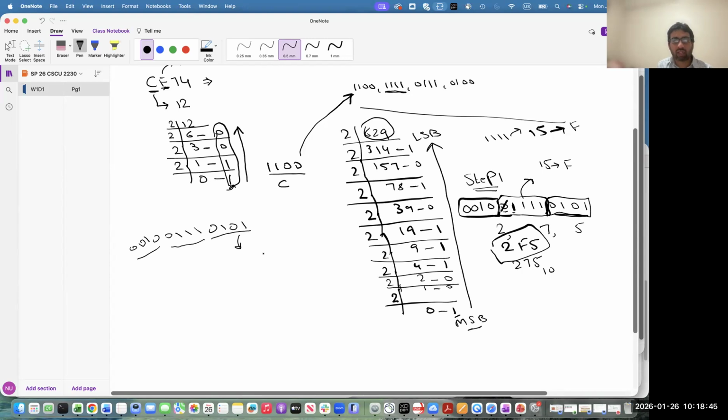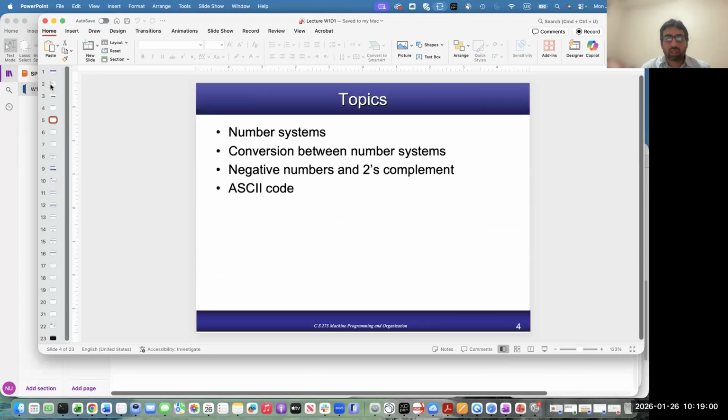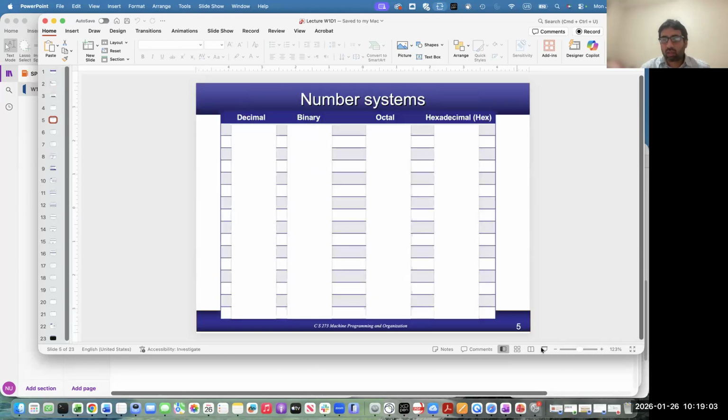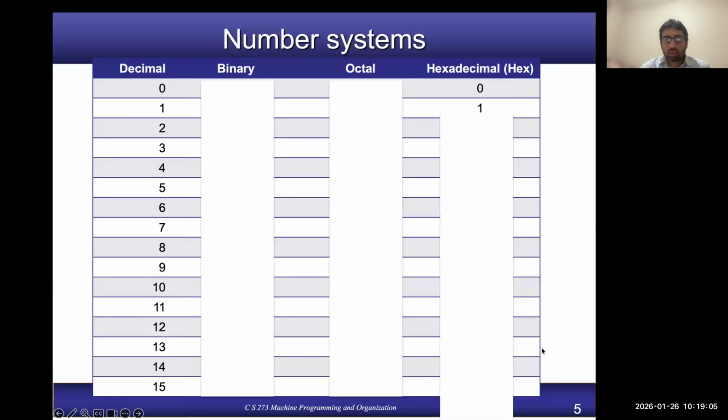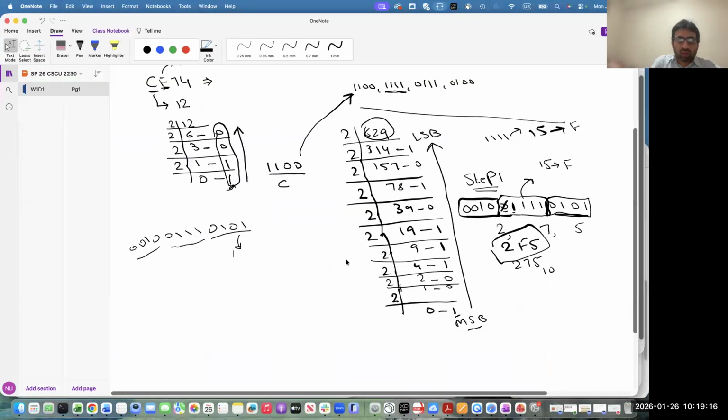How can I convert to hexadecimal form? Because you are just starting this course, you are not able to readily identify the equivalent decimal form of this 0 1 0 1. For that, if you don't know, you can simply go back to this table. So what was our bit pattern? 0 1 0 1. In hexadecimal form, it is what? 5, right? So you can simply write 5 here.